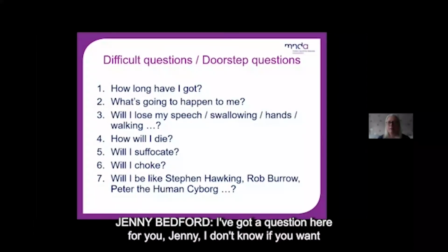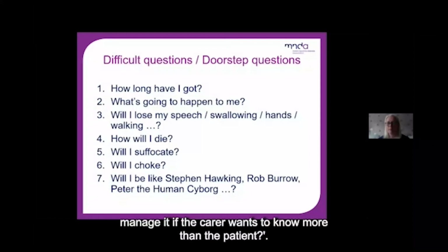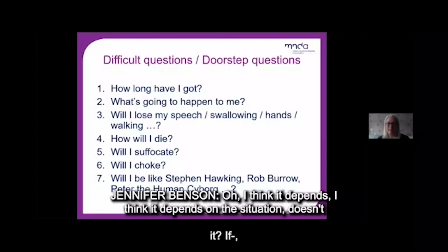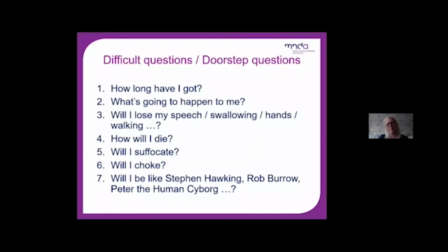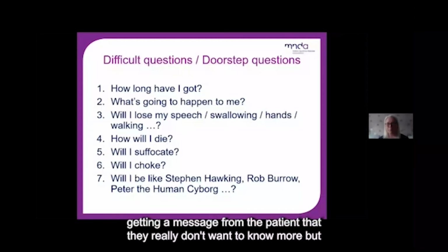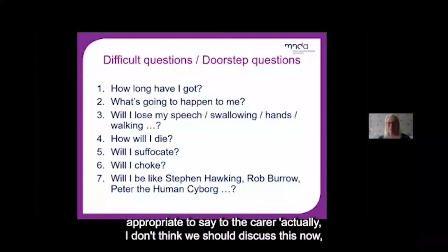A question here for you, Jenny. I don't know if you want to take it now or you're going to cover it later, but how would you personally manage it if the carer wants to know more than the patient? Oh, I think it depends on the situation, doesn't it? I think you have to be really sensitive to both sets of needs. If you're getting a message from the patient that they really don't want to know more, but the carer is pushing to find out more information, I think it's completely appropriate to say to the carer, actually, I don't think we should discuss this now.